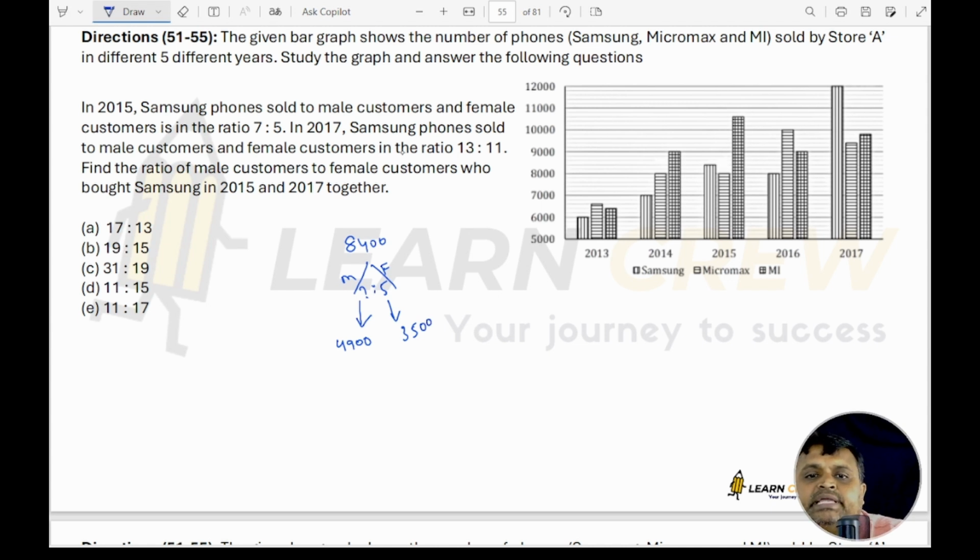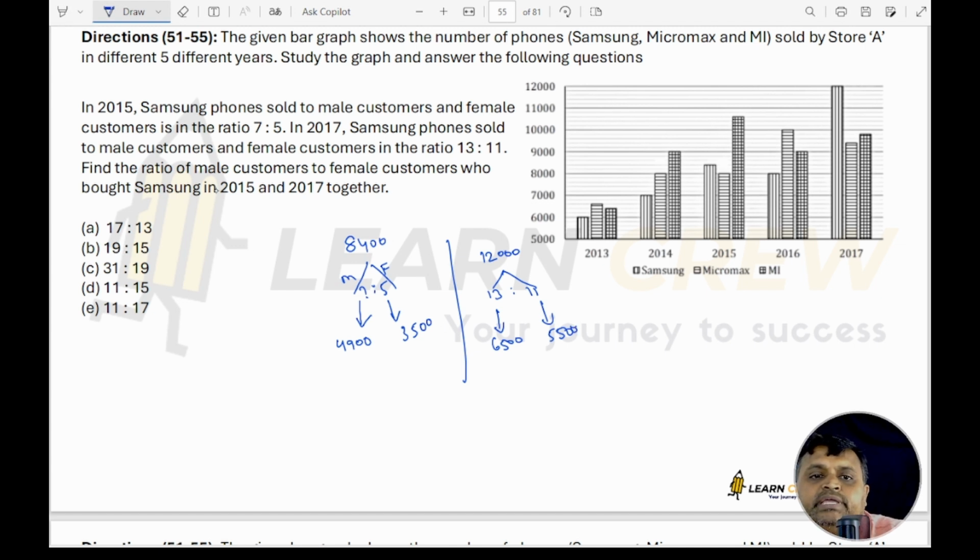In 2017, Samsung phones sold to male customers and female customers is in the ratio 13:11. So Samsung, how much is it? 12,000. So 12,000 is in the ratio 13:11. 24 parts is 12,000. Each part 500. 13 parts is 6,500 and 11 parts is 5,500.